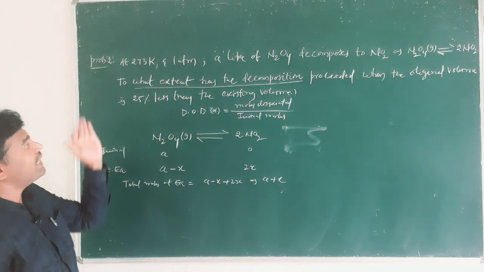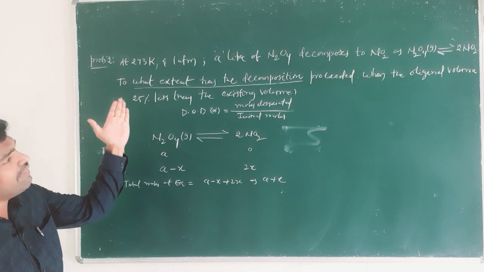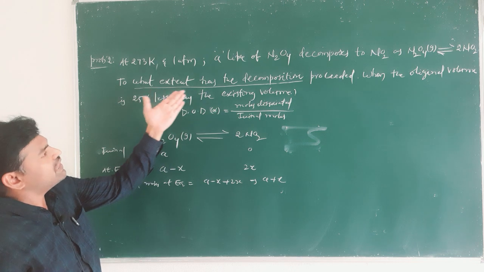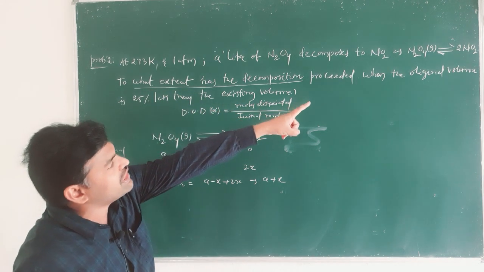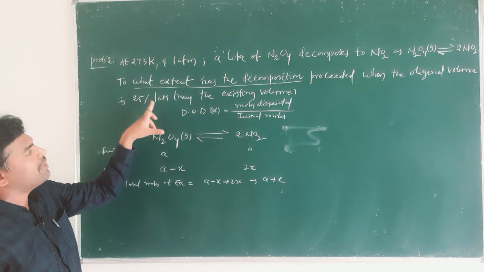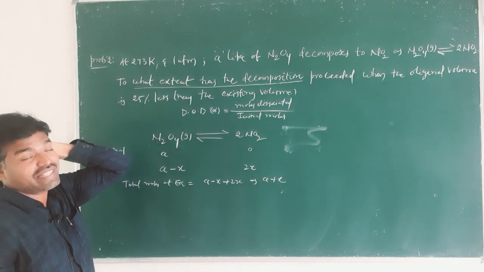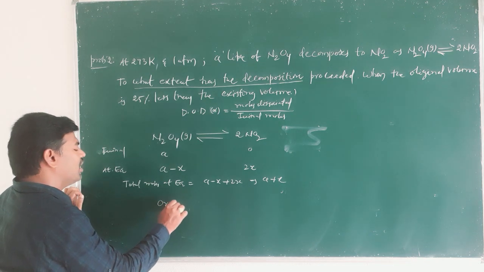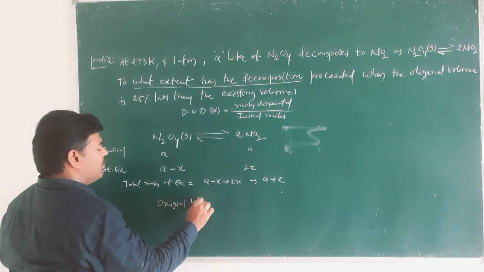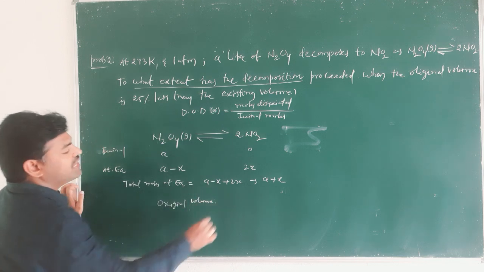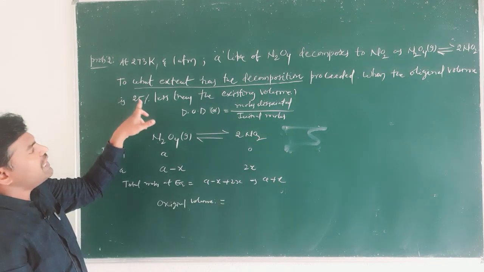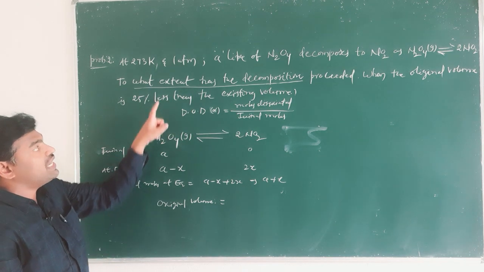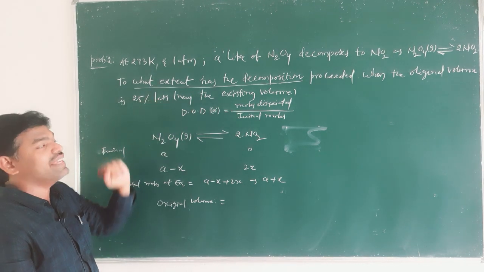And what they have given is: to what extent has dissociation proceeded when the original volume is 25% less than the existing volume. So we need to calculate the original volume, because they have given that the original volume is 25% less than the existing volume.